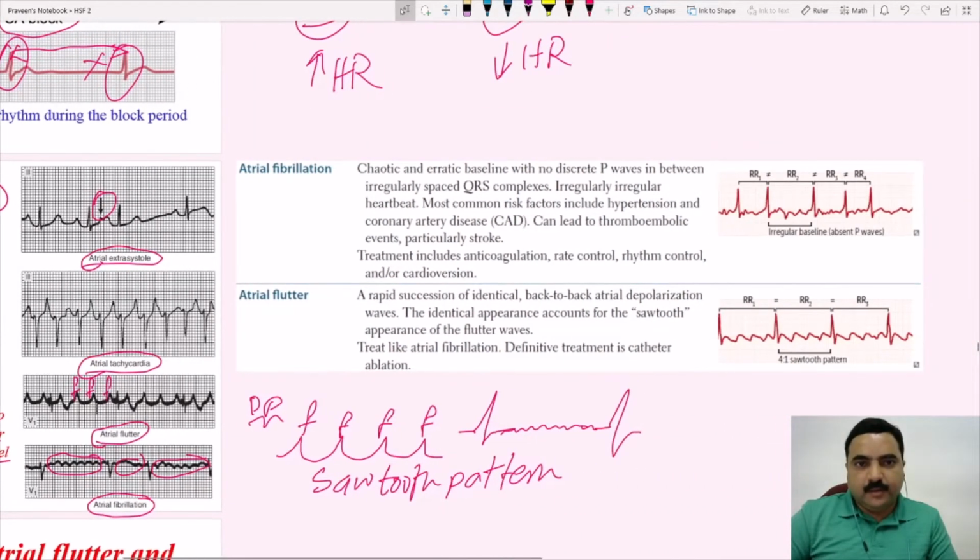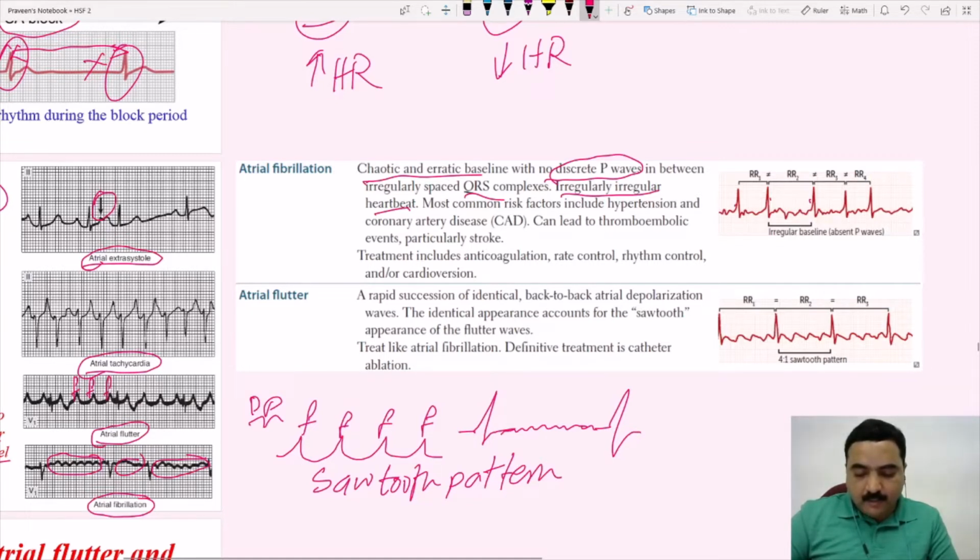So you can see over here the atrial fibrillation: a chaotic and erratic baseline with no discrete P waves in between the irregular QRS complexes. It is an irregular heartbeat, which is why it is referred to as paroxysmal supraventricular tachycardia. Each QRS complex comes at a separate time gap. The most common risk factors for atrial fibrillation include hypertension and coronary artery disease.